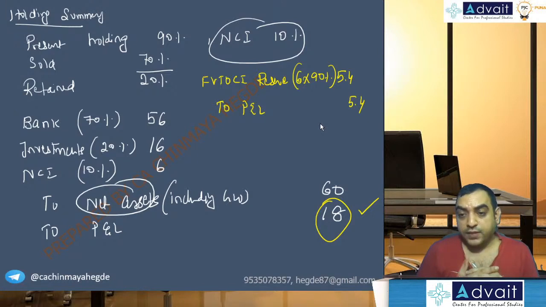Ajay Chandra asking, but sold 70% now. So 6 into 70%, 4.2. No, you have sold 70%.